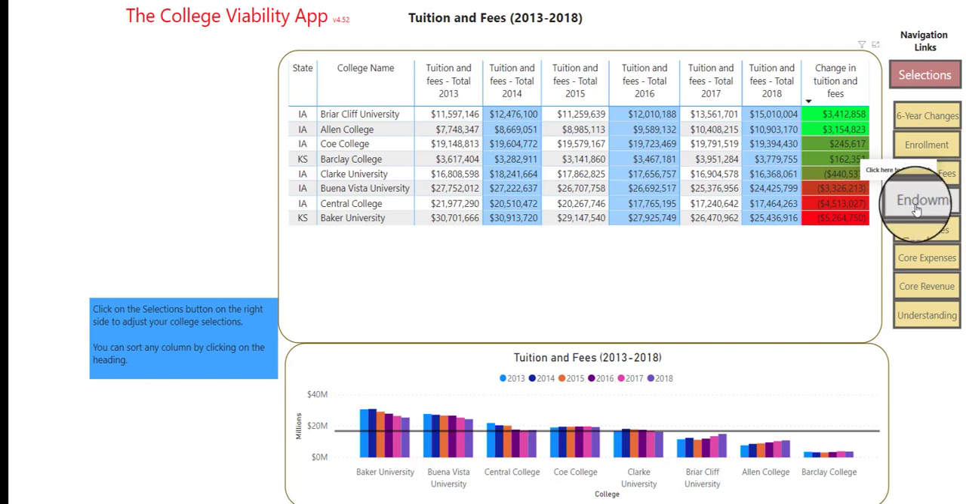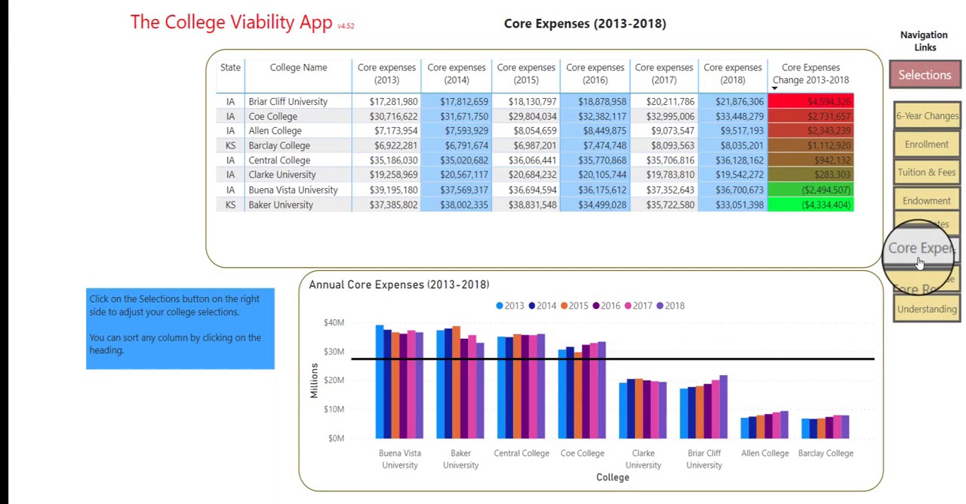Endowment, individualized graduation rates are shown, and core expenses in individual years are shown. And again, we can see Briarcliff had an increase of almost $5 million in expenses, and Baker University had a decrease of a little over $4 million in expenses over the 6-year period reported.